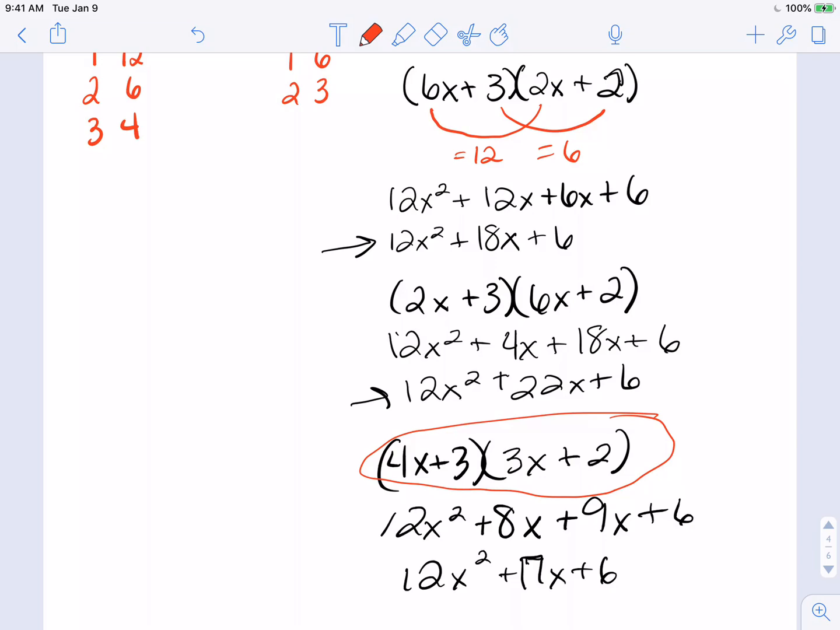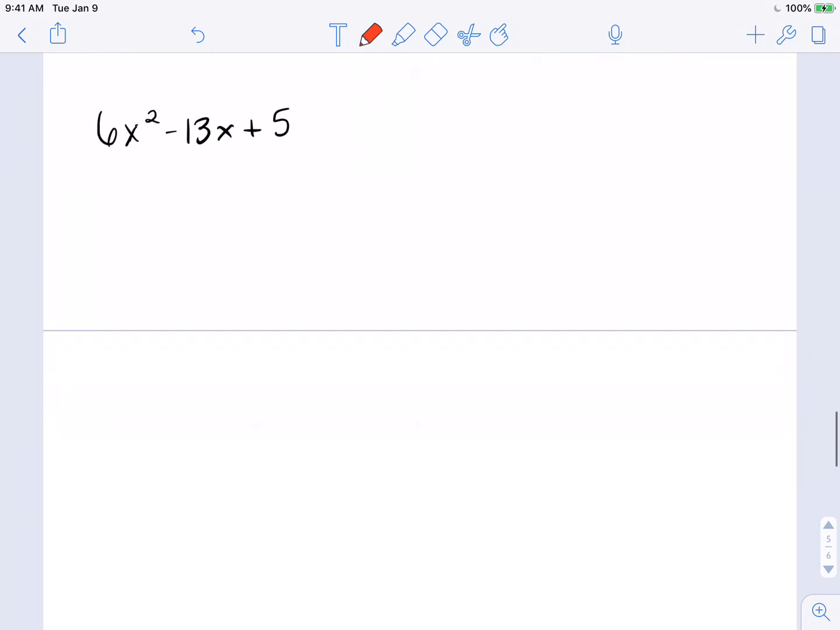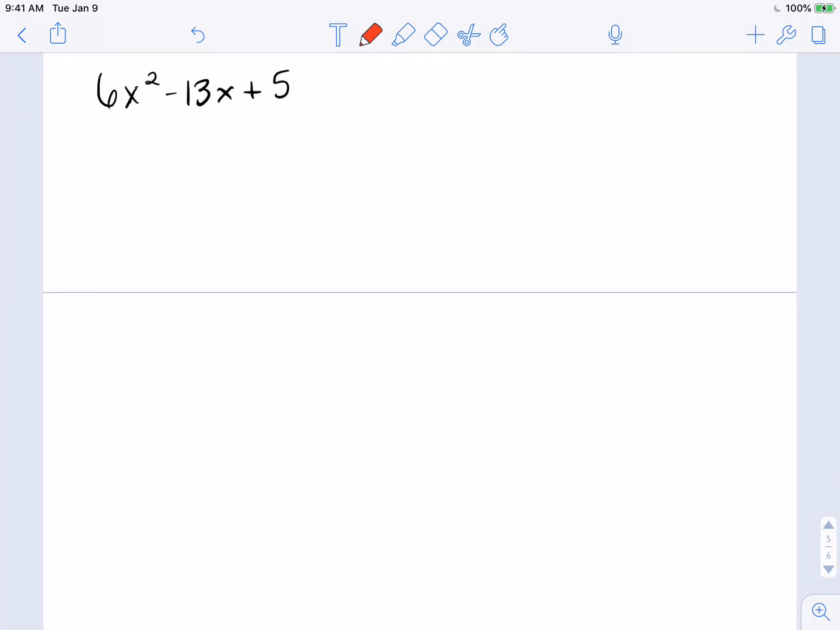All right, let's try another one. This one is 6x squared minus 3x plus 5. This one should be a little bit easier, just because 5 is a prime number and 6 has fewer factors than 12. So go ahead and tell me what the factors of 6 and 5 are.